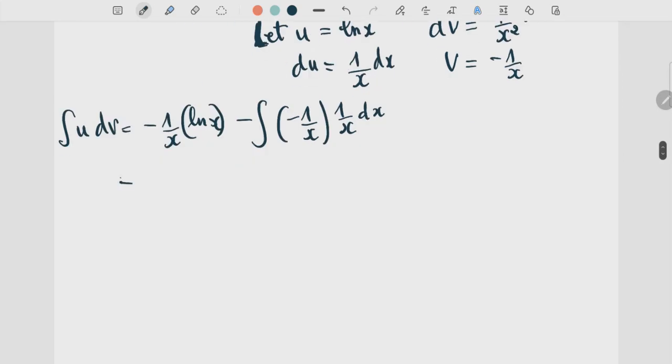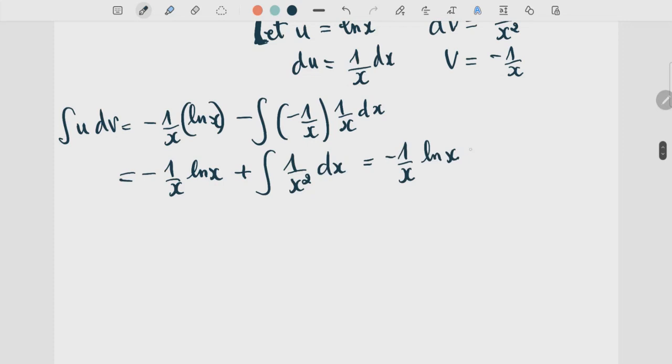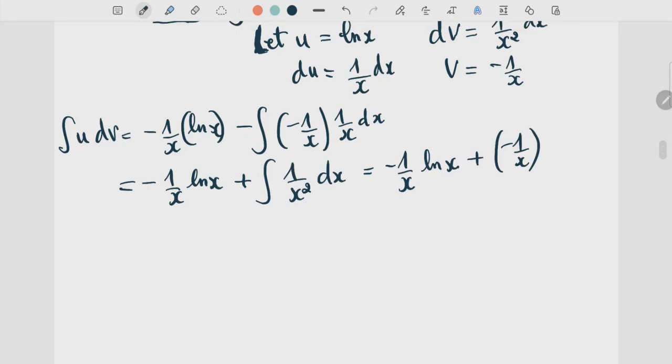Simplify this. We have negative 1 over x ln x minus minus, so that's plus the integral of 1 over x squared dx, which is therefore equal to negative 1 over x times ln x, right? Plus the integral of 1 over x squared, which is just negative 1 over x, right?